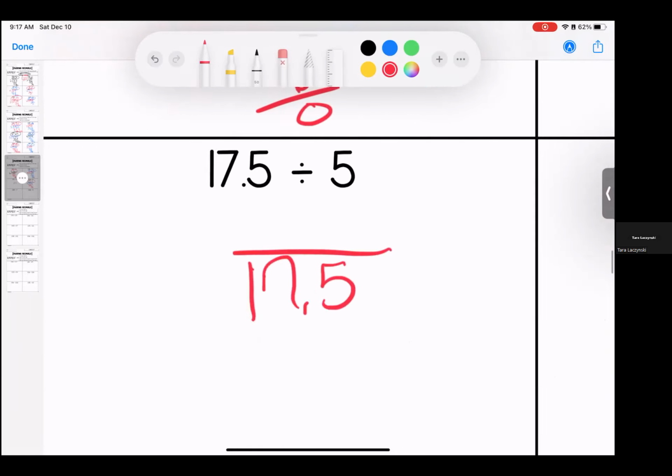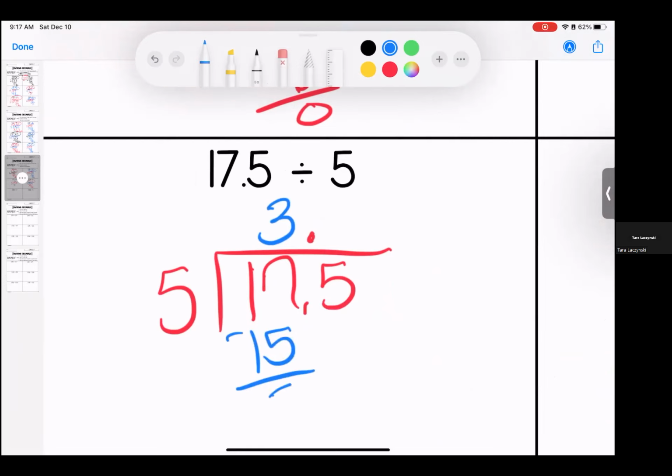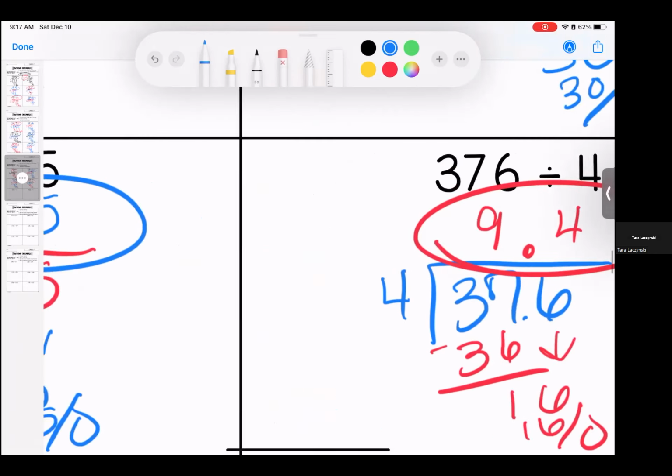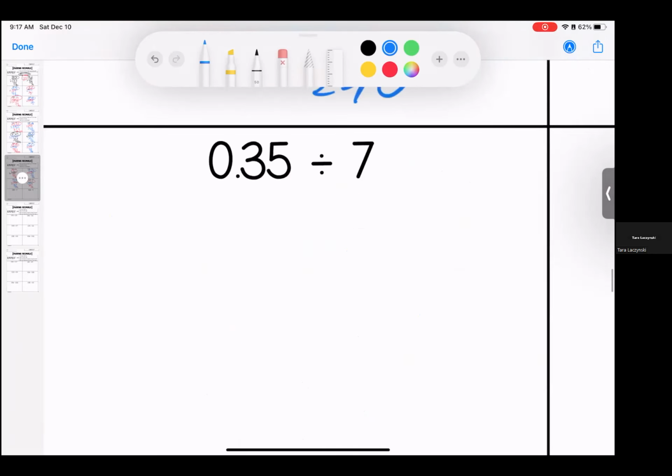17 and 5/10 divided by 5, decimal in our answer. 5 does not go into 1, but it does go into 17 3 times because 3 times 5 is 15. Subtract, 17 take away 15 is 2. Bring it on down. 5 goes into 25 5 times with nothing left. 3 and 5/10.